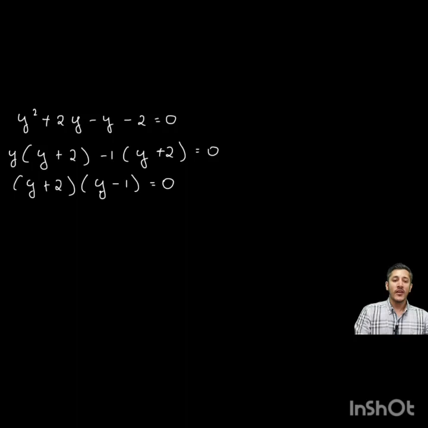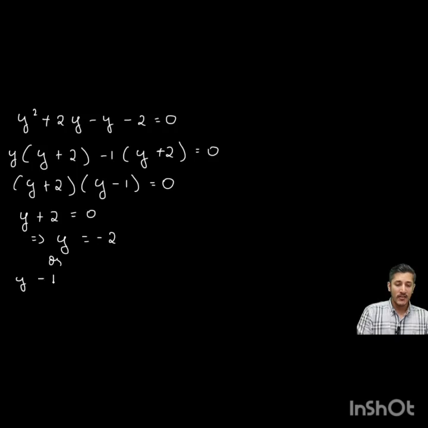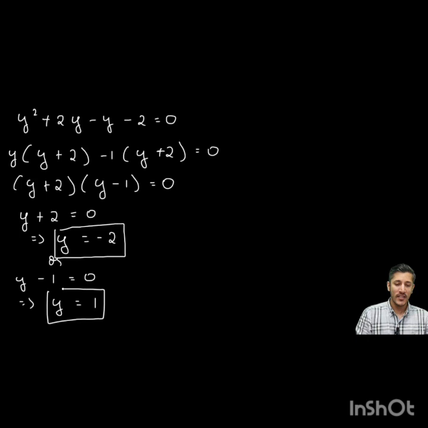Now since we have got the product of two terms equal to 0, I'm sure all of you now know what to do. We'll have y plus 2 equal to 0, and from here we get the first value of y as minus 2, or y minus 1 is 0, and the second value of y that we get from here is 1. So y equal to minus 2 and y equal to 1. These are the two solutions of this equation. I hope everyone is catching up with what I'm doing here. Kindly note it down.